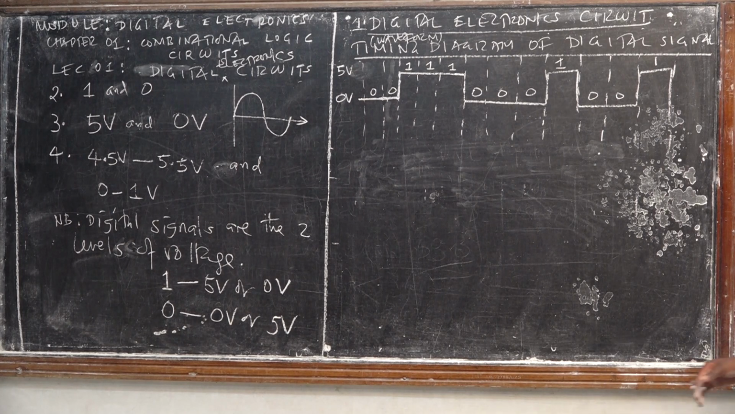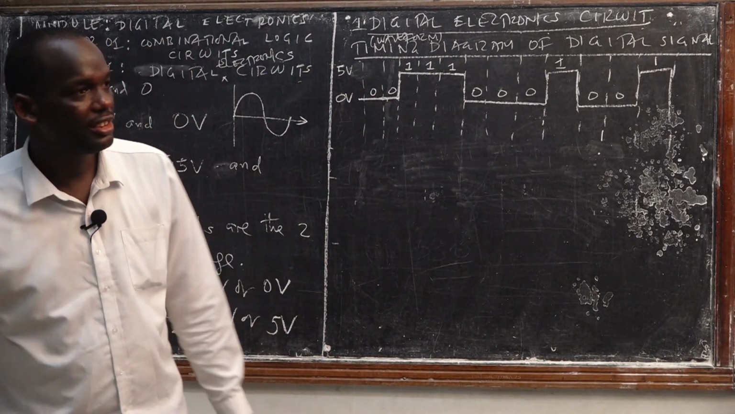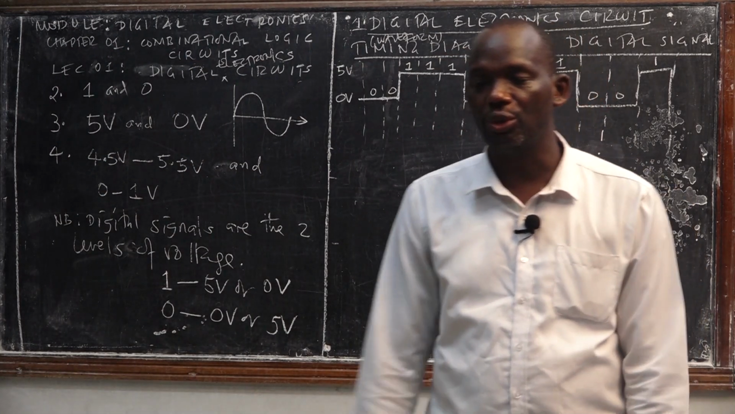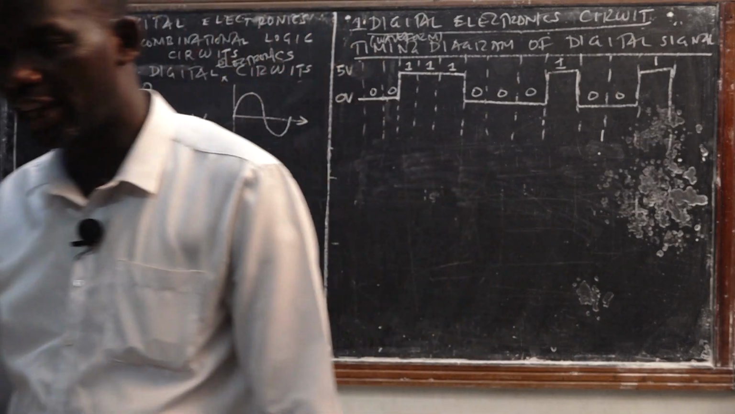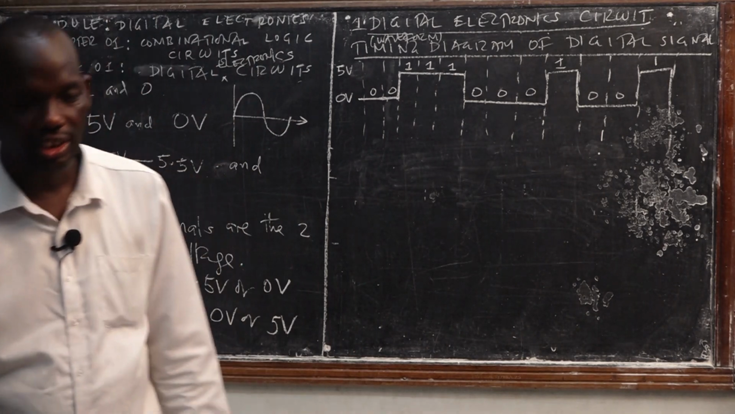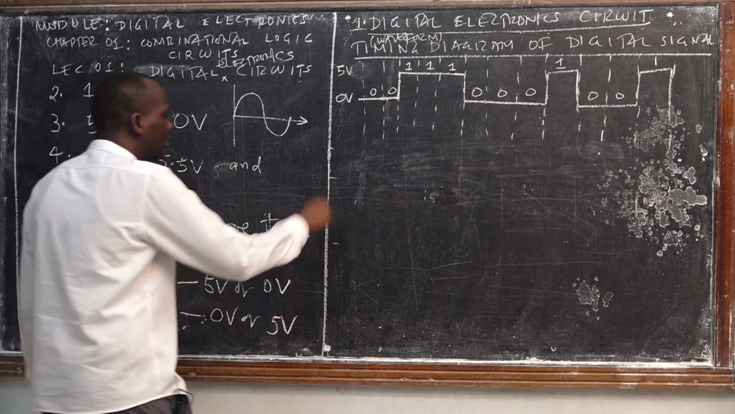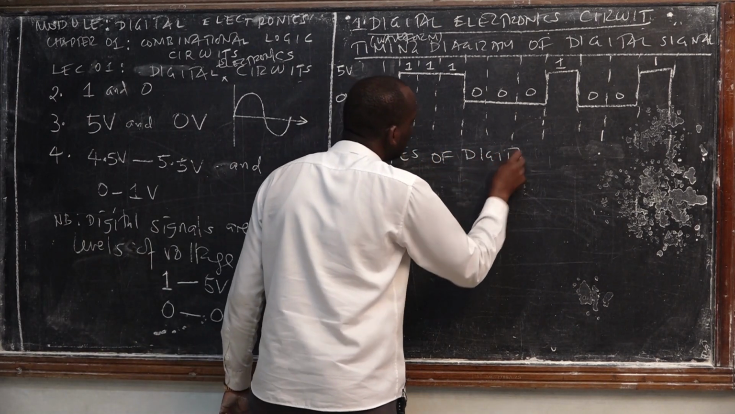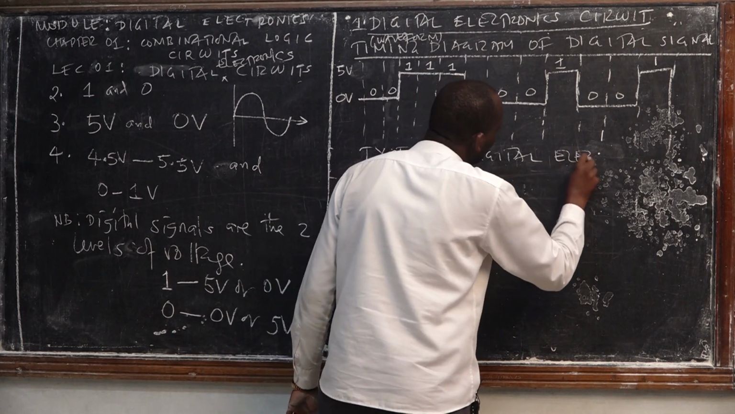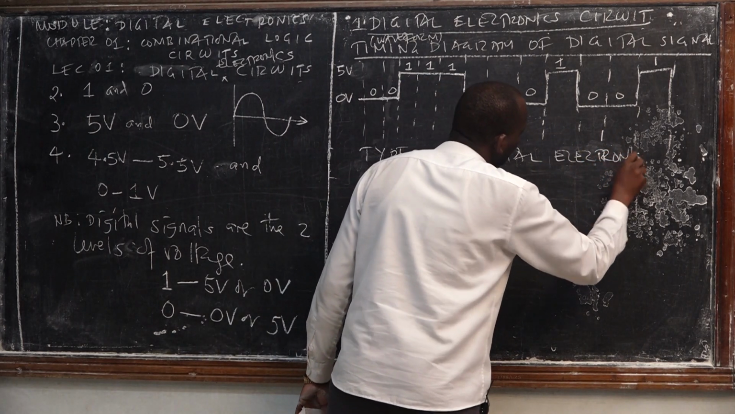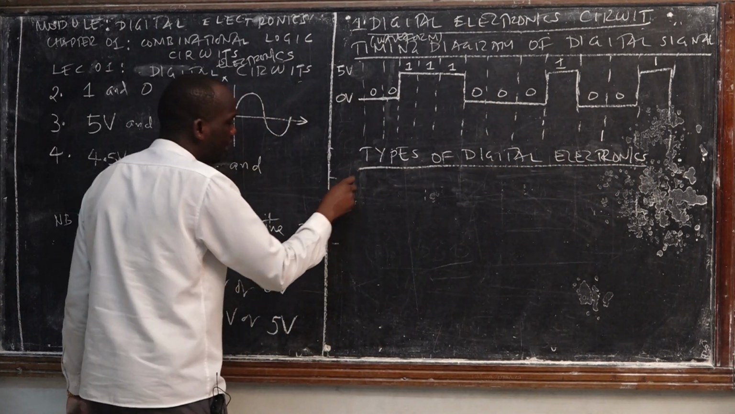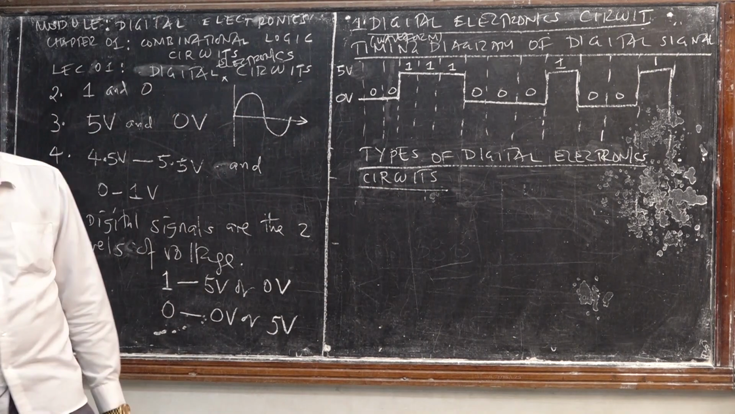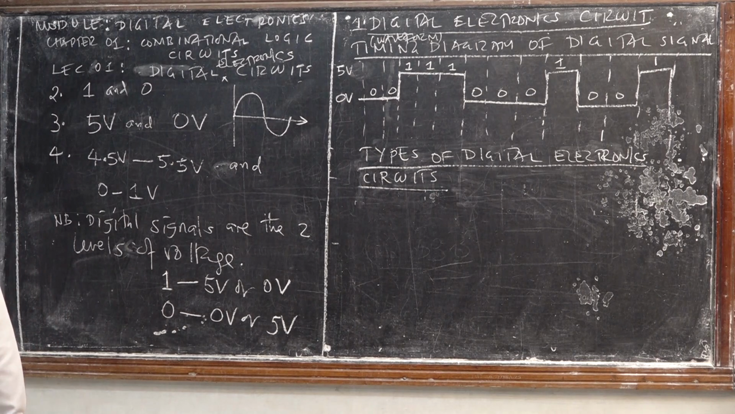Once you know the meaning of digital electronics circuit, and the meaning of digital signals, now let me take you into the types of digital electronics circuits. We have 2 types of digital electronics circuits, and today we'll dive into the first one. Types of digital electronics circuits.